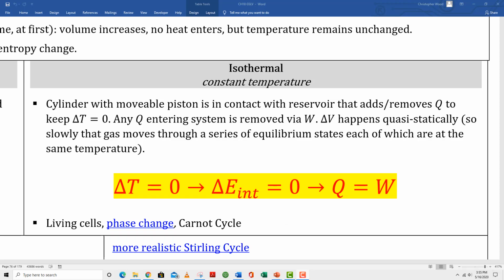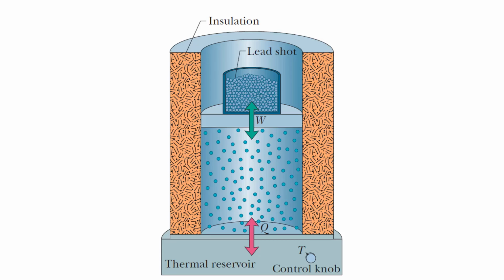Last but not least, the isothermal process. Iso means same, thermal refers to temperature, so this is a constant temperature process. Let's look at the first law. The change in internal energy is Q minus W. If there's no change in temperature, there's no change in internal energy, so in this case, whatever heat is added to the system or removed from the system is equivalent to the work done by the system or on the system. One way to keep the temperature constant is through a thermal reservoir.